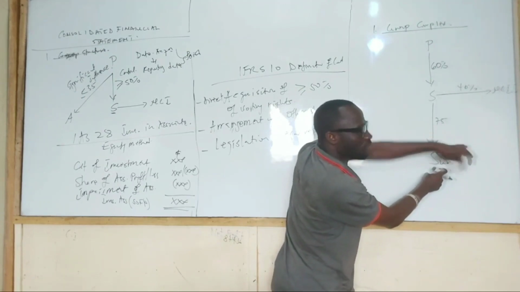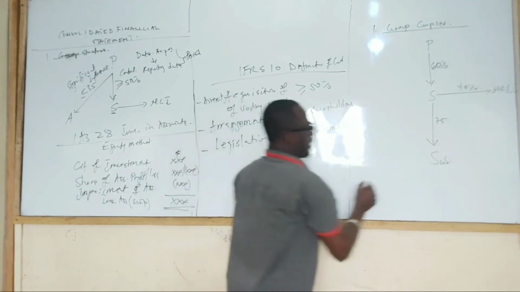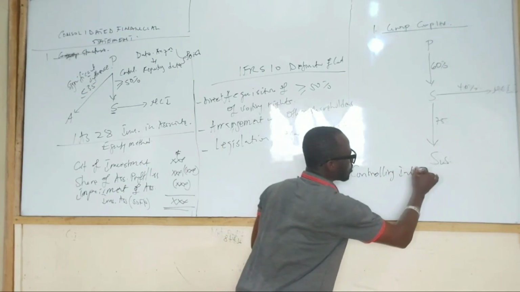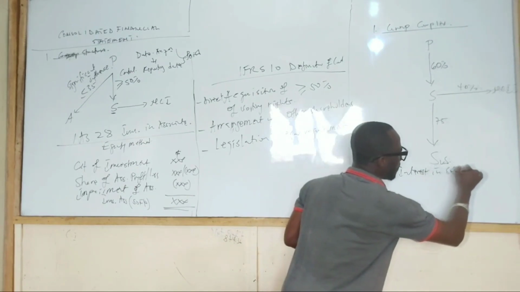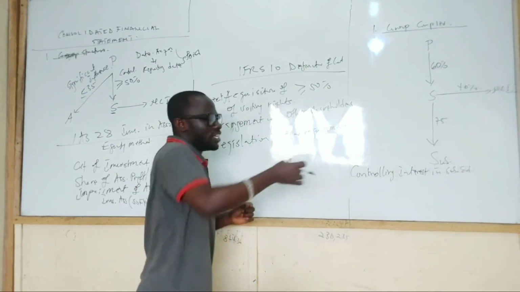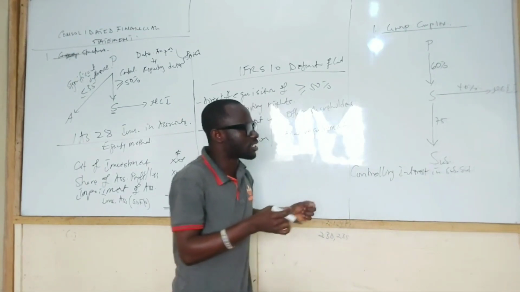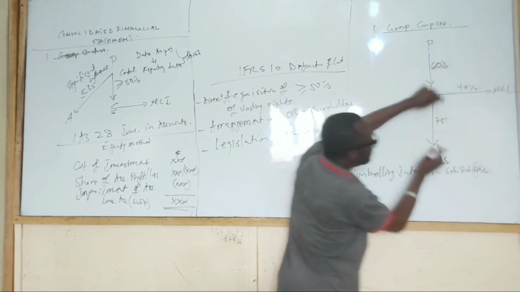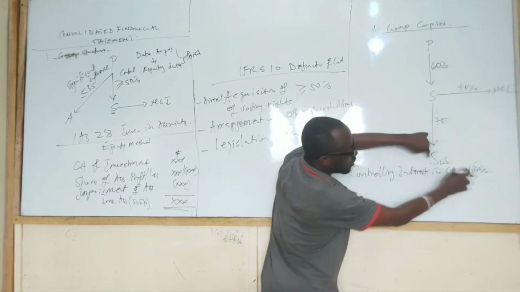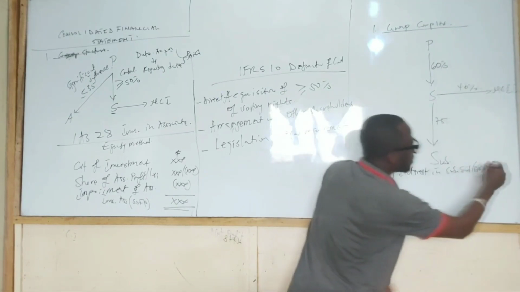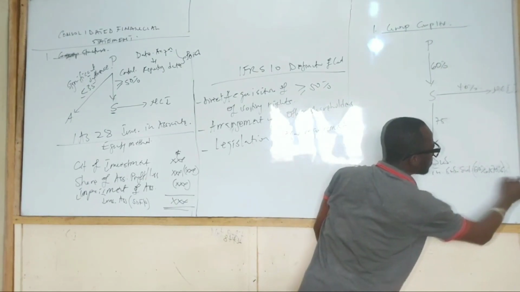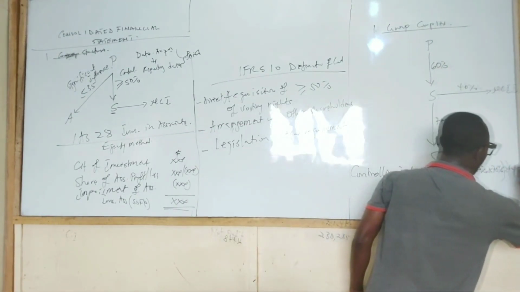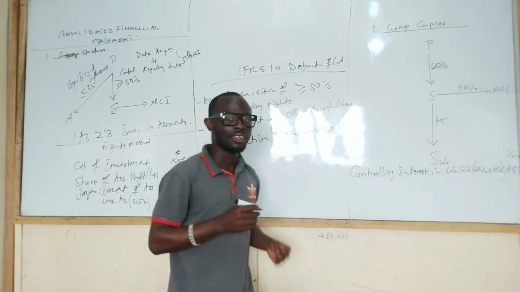So the standards say we need to calculate the controlling interest in the subsidiary. The way we calculate the controlling interest in the subsidiary is to multiply our ownership by the ownership of the subsidiary in its subsidiary. Can I have an answer? 45. Yeah, 45. Now, this is why I want you to follow me carefully here, because this place is quite tricky.